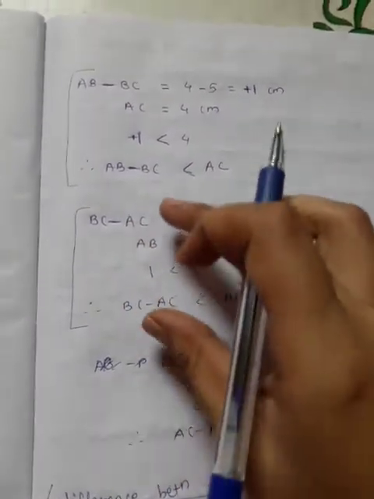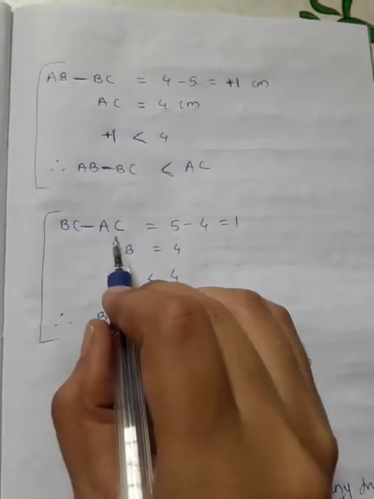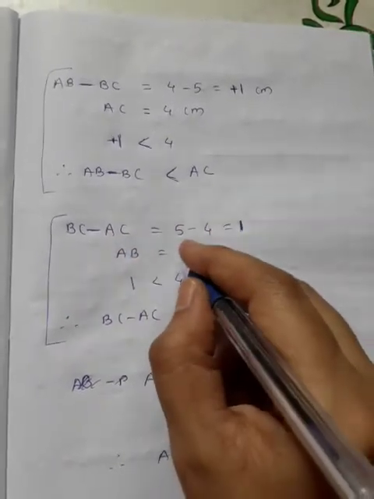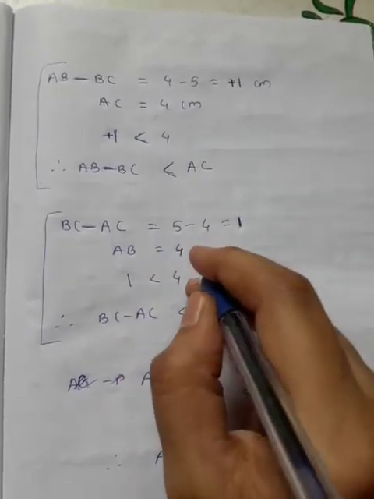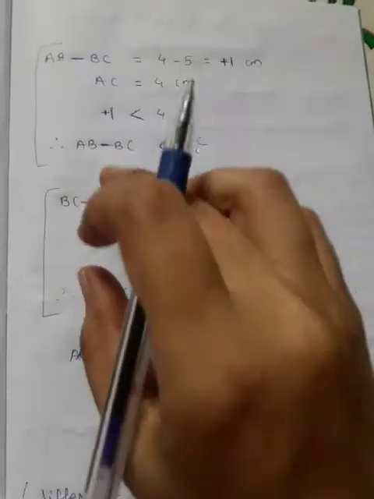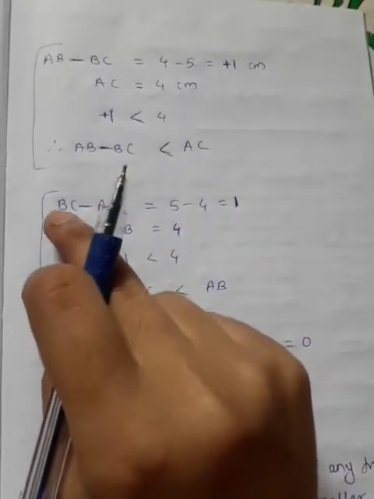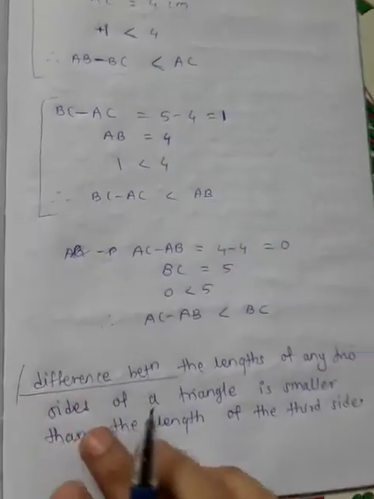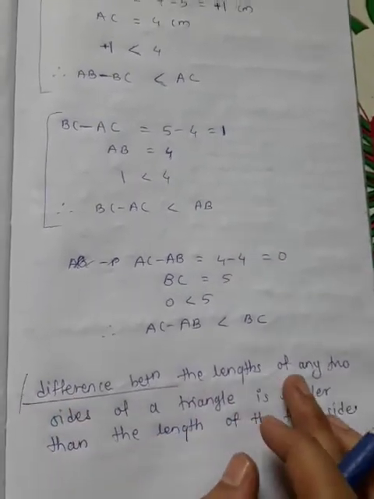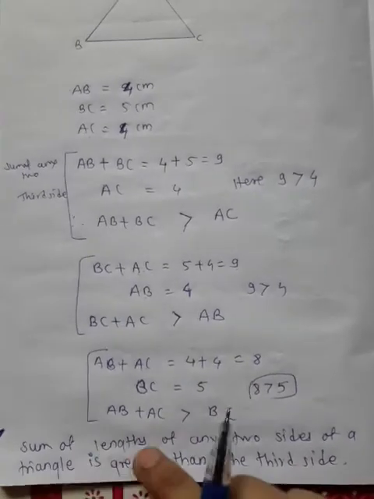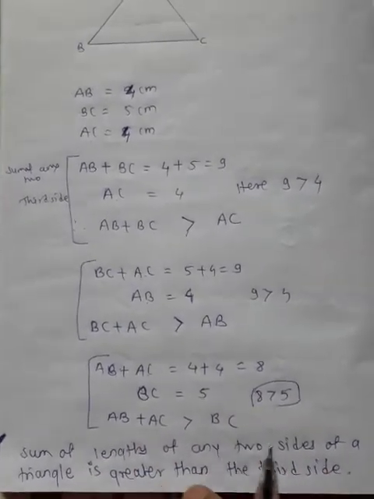Okay, you can see, if you take BC and AC and find the difference, you get 1, and the third side is AB, which is 4, and here 1 is less than 4, so therefore BC minus AC is less than AB. So here also we observe that the difference between any two sides is less than the third side. So we got one more result: the difference between the lengths of any two sides of a triangle is smaller than the length of the third side. And by this we got the result that the sum of lengths of any two sides of a triangle is greater than the third side.